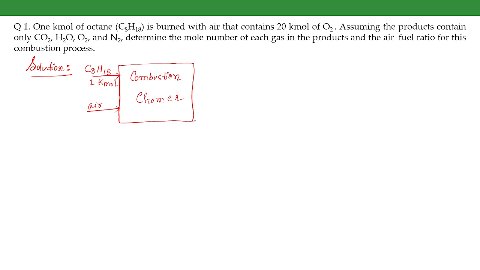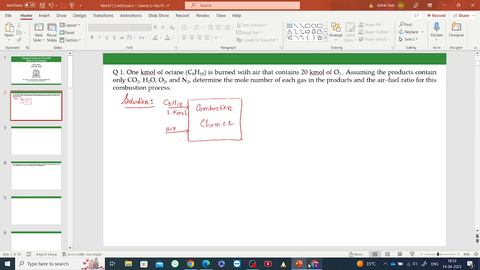Sorry, there was a mistake. So we will assume the air to be having 79% of nitrogen by volume and 21% of oxygen by volume. Okay, so if we take the ratio of nitrogen to oxygen in air, it will come out to be 3.76. That is, for every mole of oxygen in air, there is 3.76 mole of nitrogen in the same air. So for 20 kilomole of oxygen, there will be 20 multiplied by 3.76 kilomole of nitrogen in the air that we are using for the combustion.